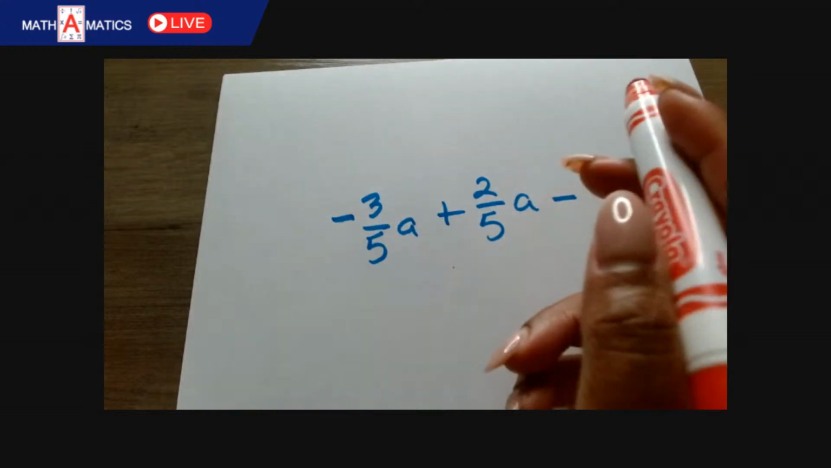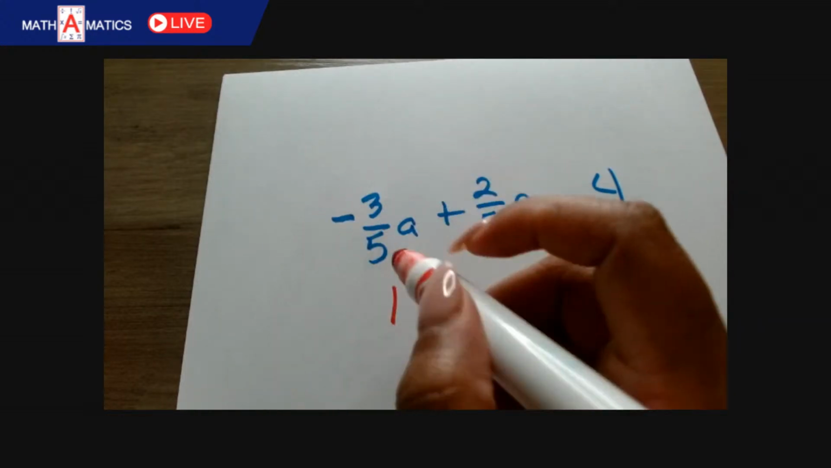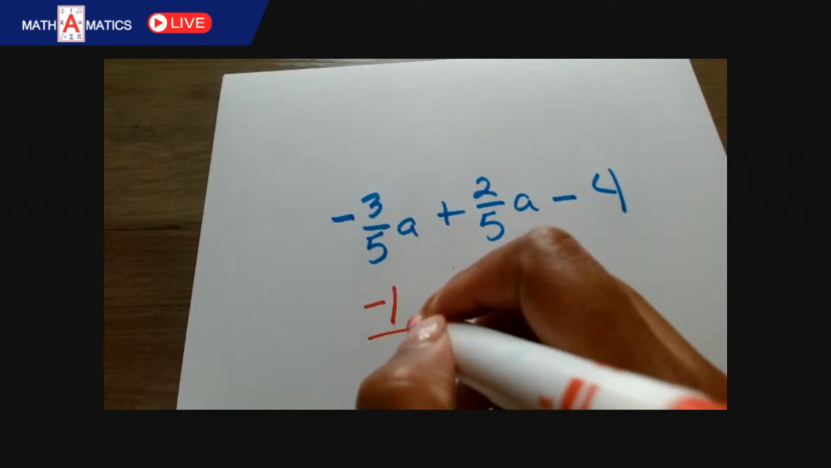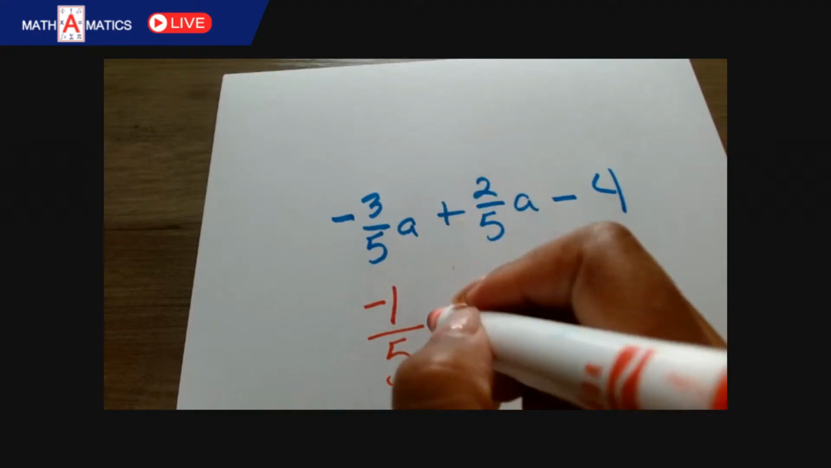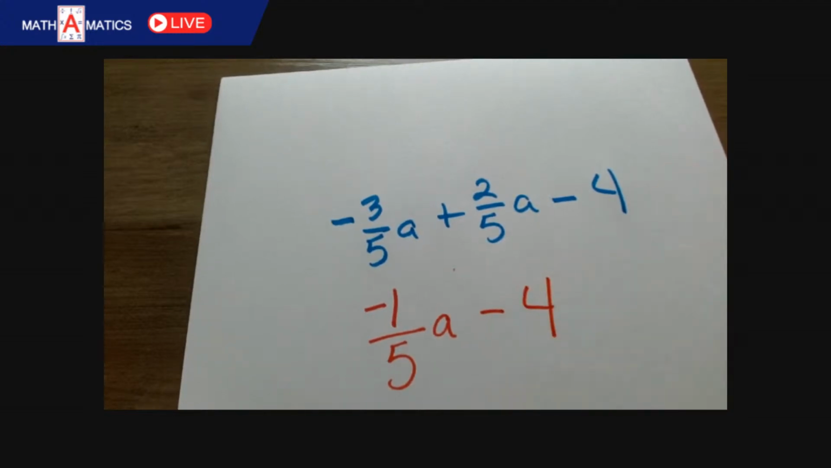So 3 minus 2 gives us a 1. And we take the sign of the bigger number, which will be negative. And since they had the same denominator, it was simple. We get to keep it anyway. -1/5 a minus 4 would be our answer. So don't let those fractions intimidate you. It's still as if we are working a regular problem.